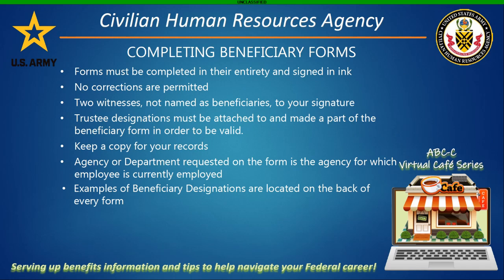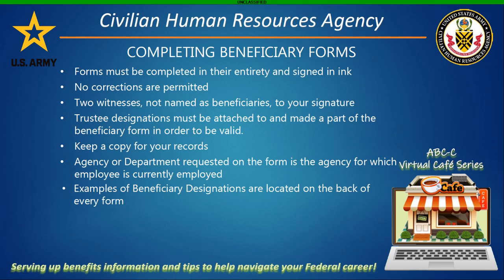Please ensure the employee is using the most recent form update, as this can also void any beneficiary forms. You want to make sure you're using the most recent update. Those current form copies can be found on the Army Benefits Center website, or you can also go to opm.gov. You can type in the search bar standard form 2823 or SF 2823, and that form will come up on opm.gov. No corrections of any kind are permitted on any of these forms.